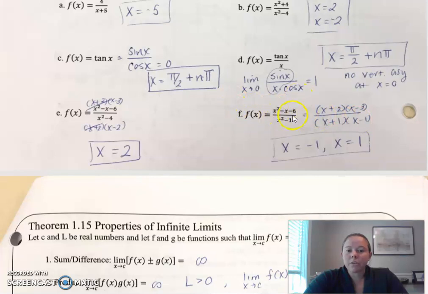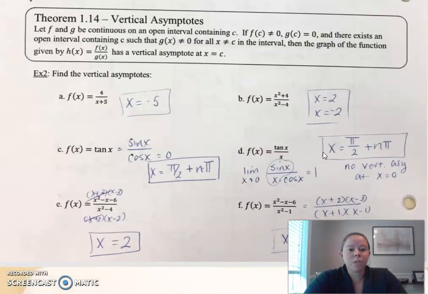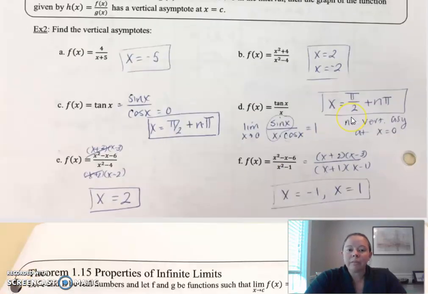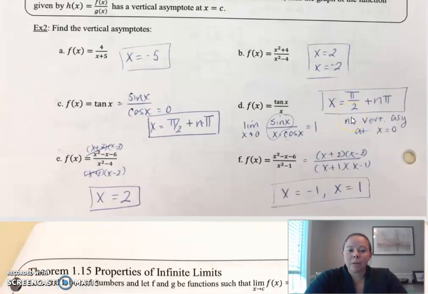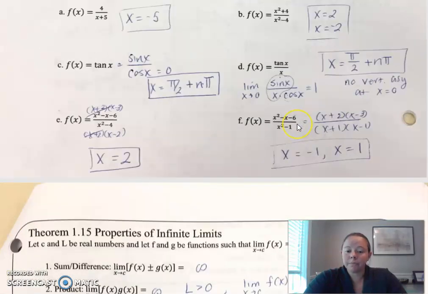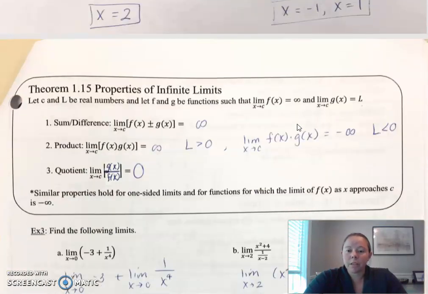Okay, and then down here, this is a pretty straightforward problem. Nothing cancels, so it's just -1 and +1. Right? So that's totally review. Slightly harder problem here, but hopefully review for you, when the denominator equals 0 after you have simplified your function. Okay, so let's get into the limits.